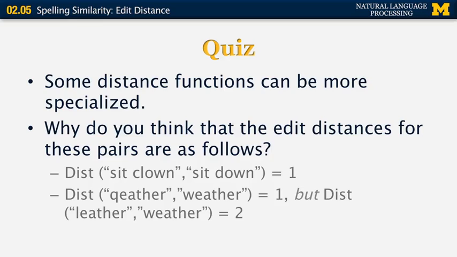The second example, the distance between the word qeather and weather is equal to 1, which is understandable because we have one substitution from Q to W. But then the distance between leather and weather is equal to 2. Now, why do you think you would need to have a distance metric that makes this kind of assignments to the values? Well, I'll give you an answer in a second.